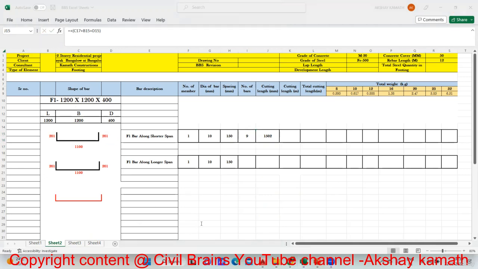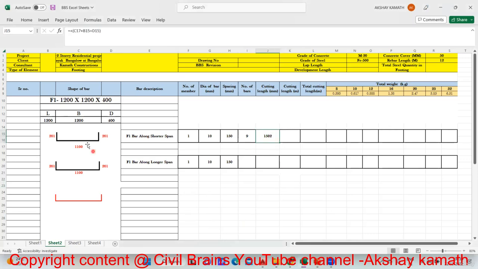Very simple. How do you verify? That is 1100 plus 201 on the left side plus 201 on the right side. So it will be 1100 plus 402. And if you do this, how much will it be? It will be 1502 mm, right? Manually also we got the same thing. In Excel also we got the same thing. Now, what we have done is correct.